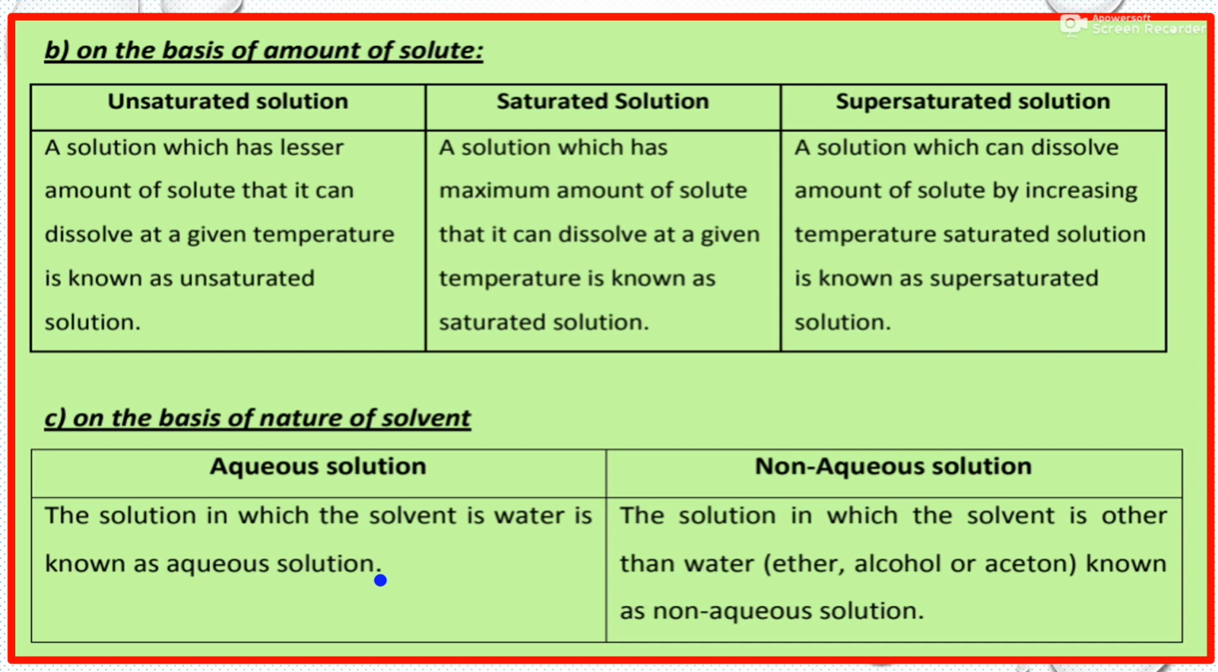In a supersaturated solution, the solution can dissolve more solute by increasing the temperature. If we increase the temperature of a saturated solution, that is, if you heat it, then it can dissolve more solute, and that is called a supersaturated solution.